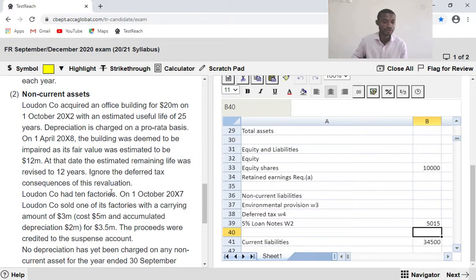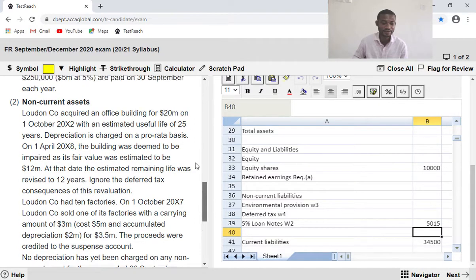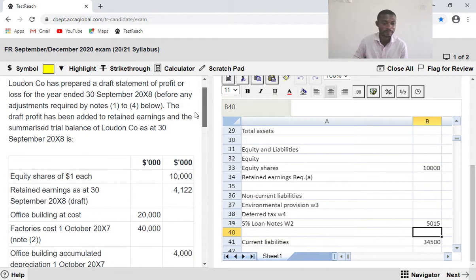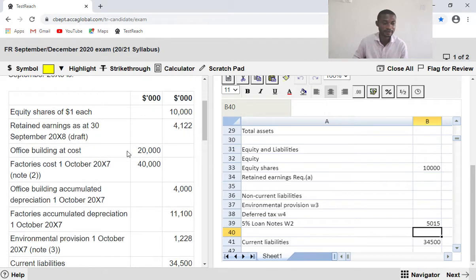Let's see note 2. It says that Lanuco acquired an office building for 20 million on 1st October 2022, with an estimated useful life of 25 years. So let me see the face of the trial balance. Look at it, the office building is 20 million. That's the cost of it. And that's the figure we're given here.